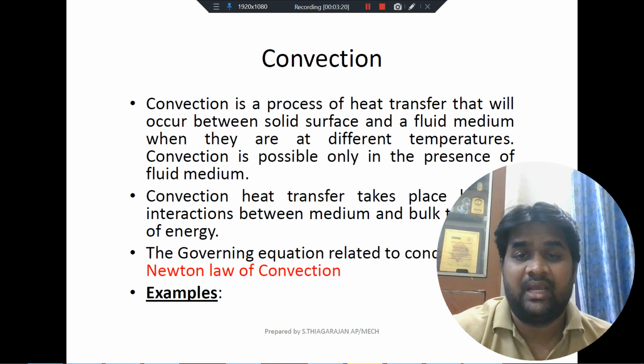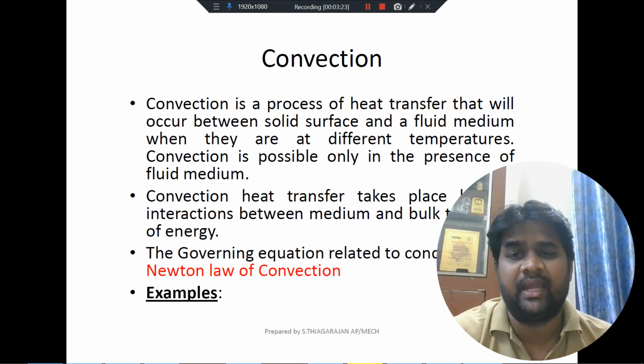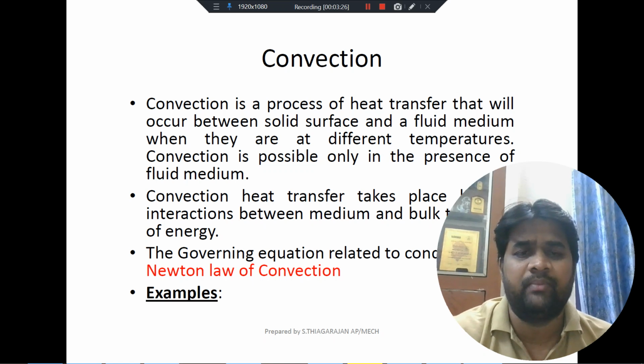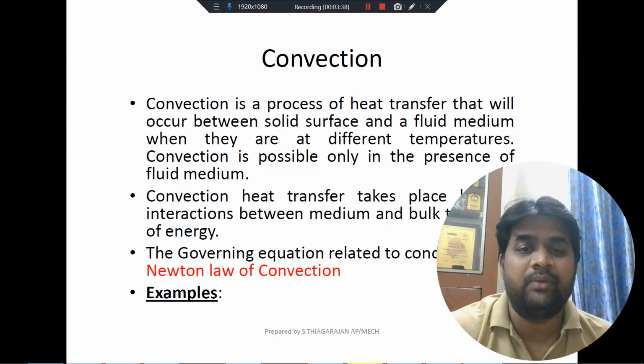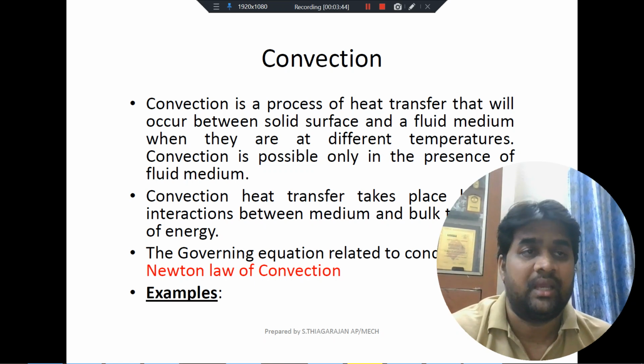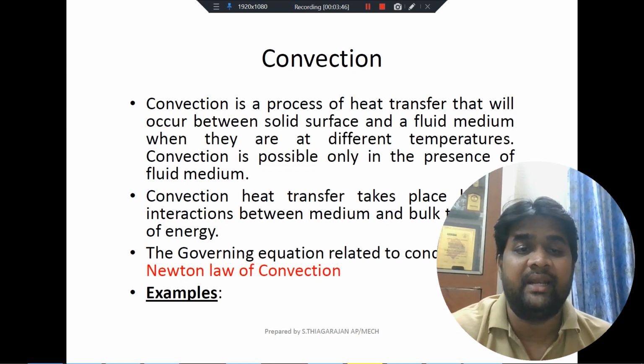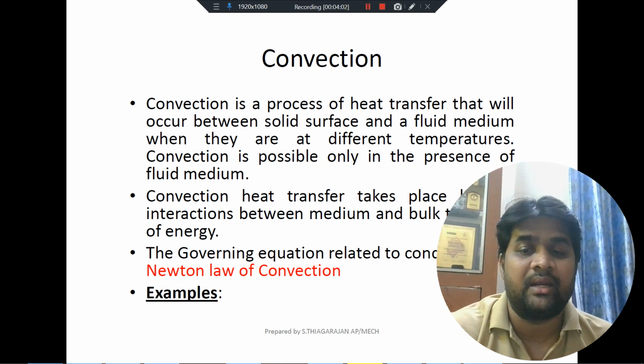Next one is convection. Convection is a complex heat transfer mechanism that occurs between a solid and a fluid medium. The fluid medium contains gases and liquids. Similar to conduction, convection also takes place due to temperature differences. Whenever there is a temperature gradient between the solid and the fluid, convection takes place. Convection heat transfer is due to the interaction between the molecules of a solid and a fluid due to bulk motion transfer of energy.